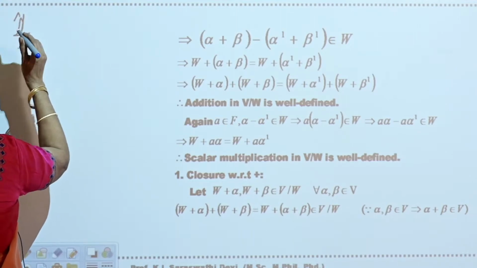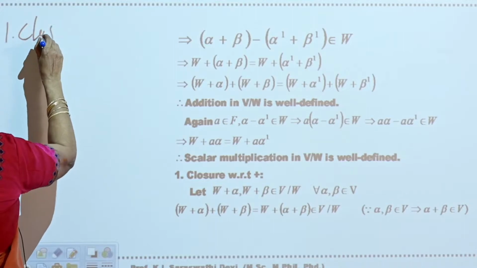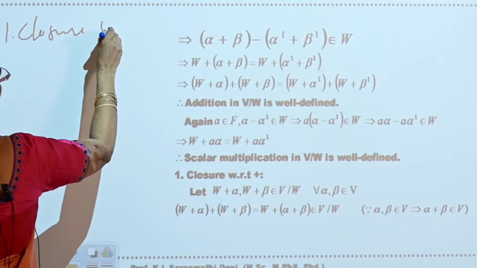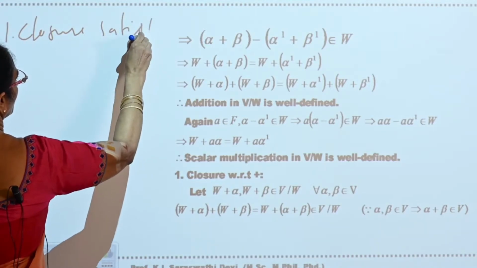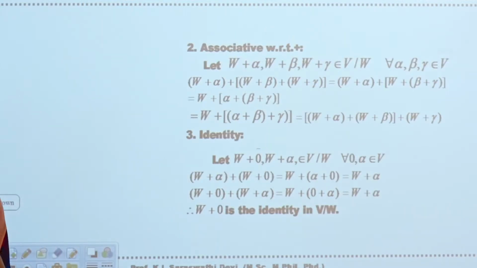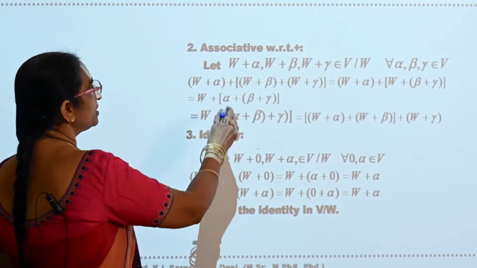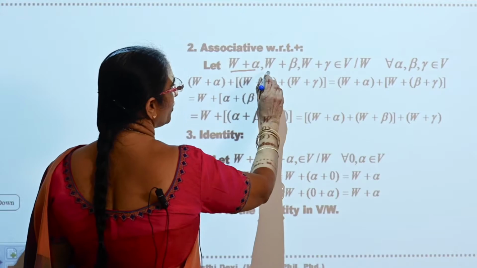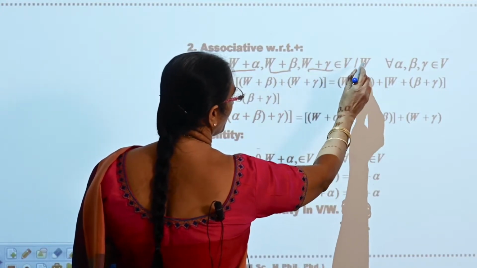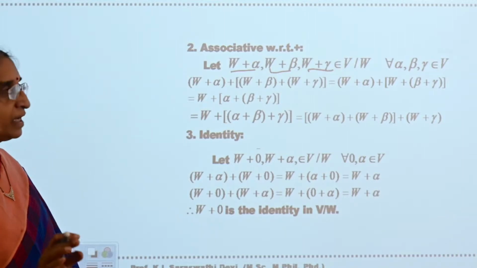First property, what are you able to show? Closure is satisfied. Now see the next one, associativity. In order to verify associativity, consider three elements, W plus alpha, W plus beta, W plus gamma in V by W, for every alpha, beta, gamma belonging to V.